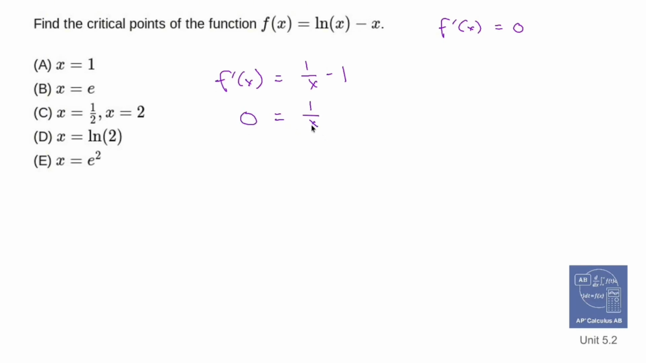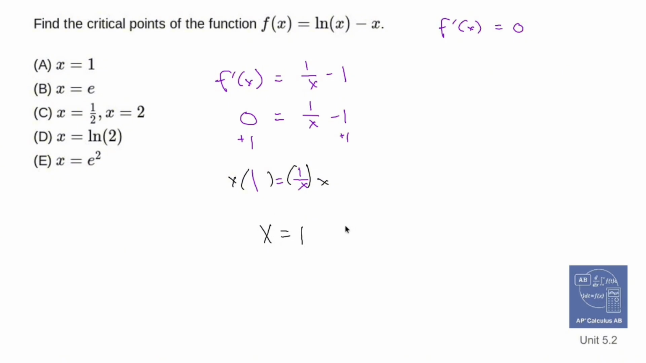1 over x minus 1. Let's add 1: 1 equals 1 over x. While I'm at it, why don't I just multiply both sides by x, right? And I get x equals 1.